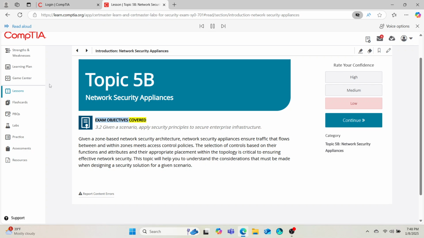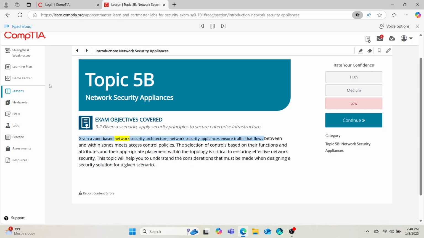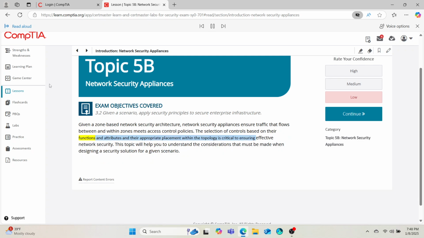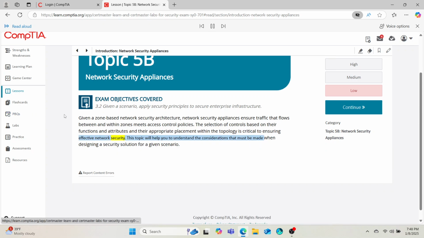Exam objectives covered: 3.2 Given a scenario, apply security principles to secure enterprise infrastructure. Given a zone-based network security architecture, network security appliances ensure traffic that flows between and within zones meets access control policies. The selection of controls based on their functions and attributes and their appropriate placement within the topology is critical to ensuring effective network security.